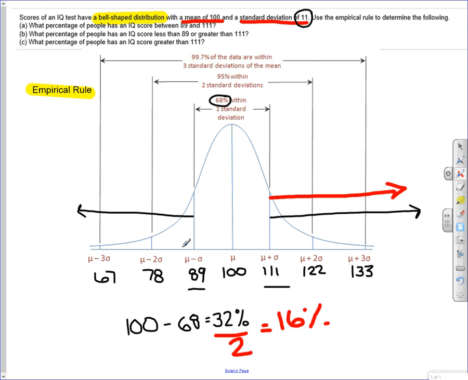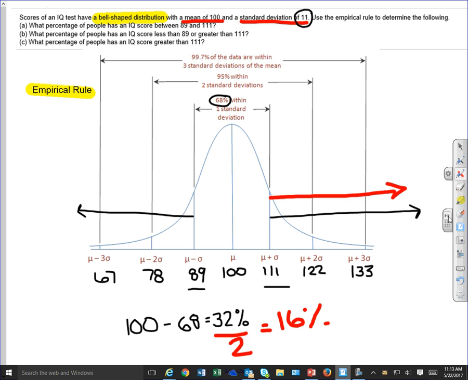Also, 16% of people have an IQ score less than 89, so it's symmetric. It's the same either way. These numbers here, the 16%, 32%, 68, 95, 99.7, all those percentages are going to stay the same for any bell-shaped distribution. What's going to change for each problem is what the mean and standard deviation are, but the process you use is always going to stay the same.